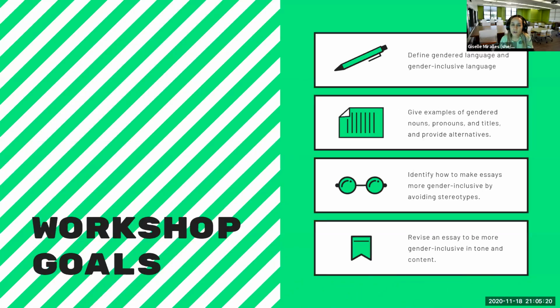With that, I do want to start off by talking about our workshop goals. The first goal is to define gendered language and gender inclusive language so that you know the difference between the two. The second goal is to give examples of nouns, pronouns, and titles that are gendered, and to provide alternatives to those gendered nouns, pronouns, and titles. I also want to help you identify how to make your essays more gender inclusive by avoiding stereotypes. And lastly, you're going to revise an essay to be more gender inclusive in tone and content.